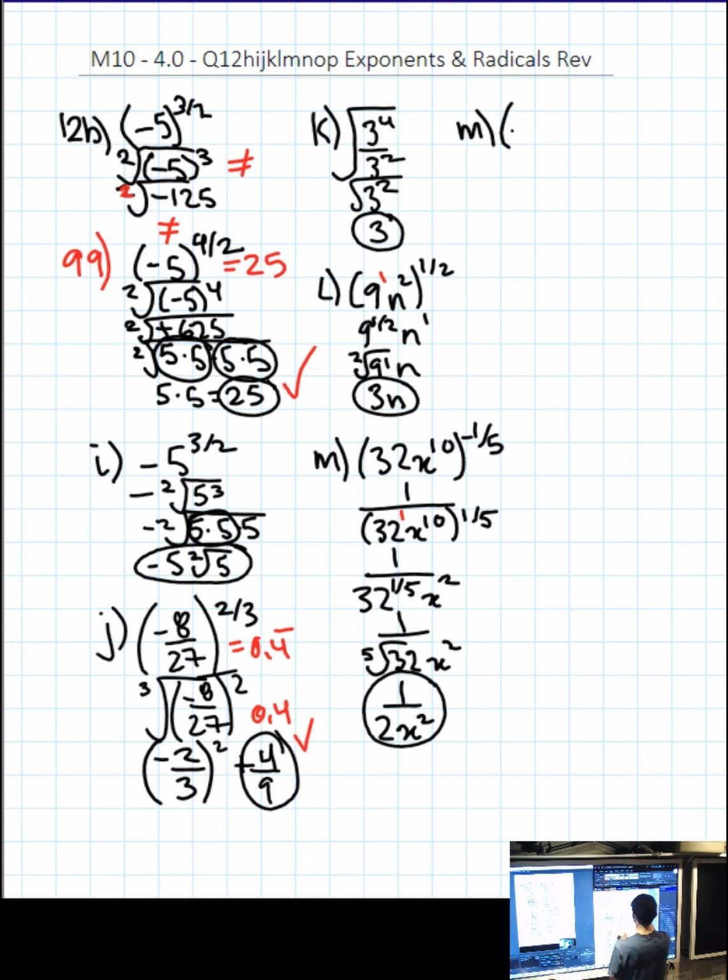So we have negative 27 x to the 9, y to the negative 3, to the 4/3.